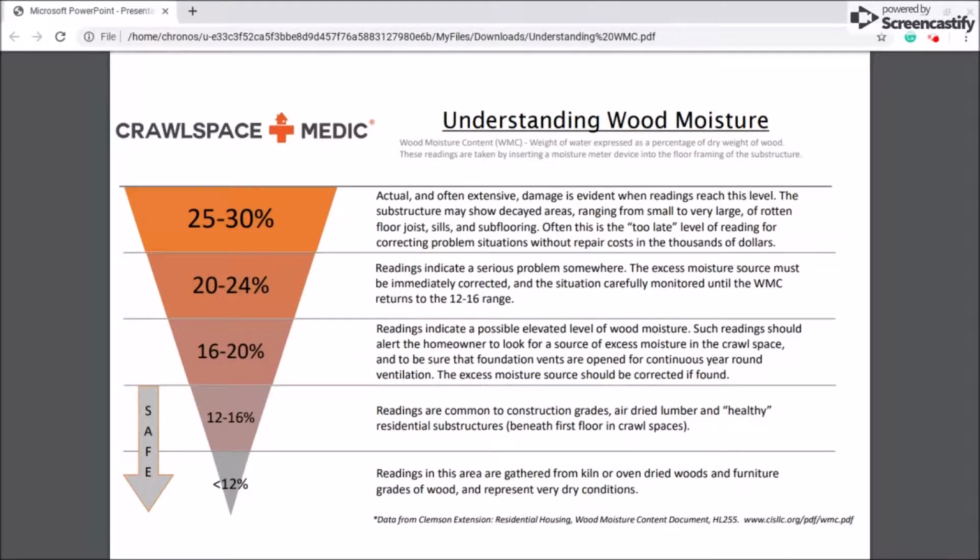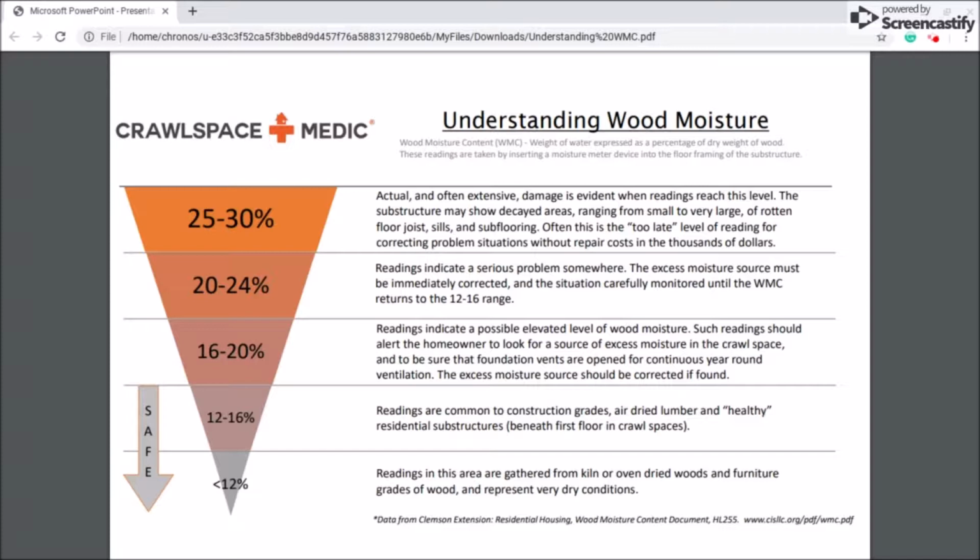It's a chart we made to help educate customers who are having crawlspace issues about what wood moisture content is. If you have someone out to look at your crawlspace and they go under with a meter and tell you your wood moisture content is in this range, it's helpful to know what they're talking about. So this graph we built was simply to help folks interpret what wood moisture content is.